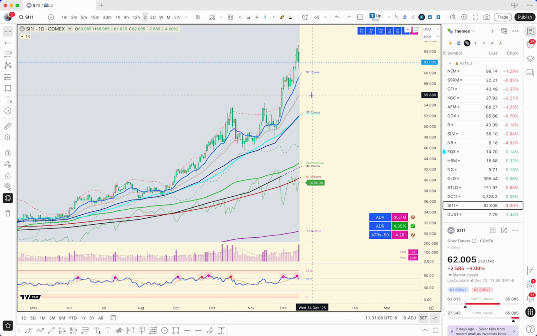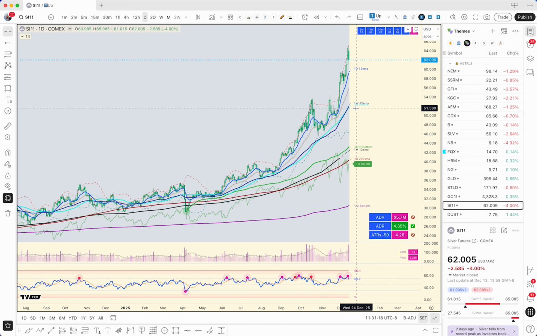I try to get it closer to the 50. You know, anywhere under 4 ATRs is probably acceptable to me. But as soon as you get above 4 ATRs away from that 50-day moving average, it's just a little too stretched. So not as interested in silver right now.